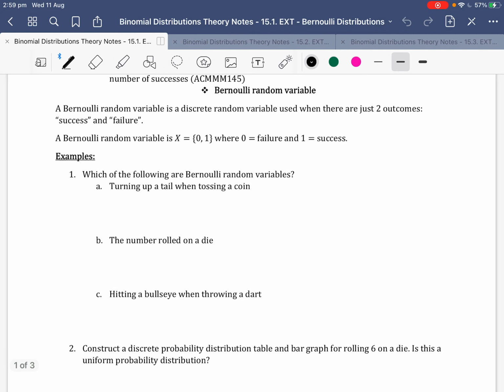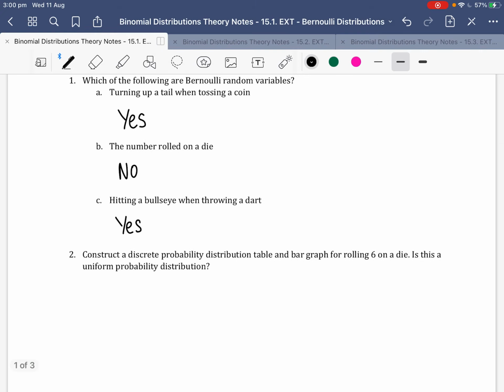So we have some examples. Which of the following are Bernoulli random variables? Turning up a tail when tossing a coin is yes, because we have the success of heads or tails. So you can either get a tail or you don't get a tail. The number rolled on a die is no, because we don't have a success of rolling a specific number on the dice. We just have rolling a number on the dice. And hitting a bullseye when throwing a dart is yes, because we have the success of hitting a bullseye or the failure of not hitting a bullseye.